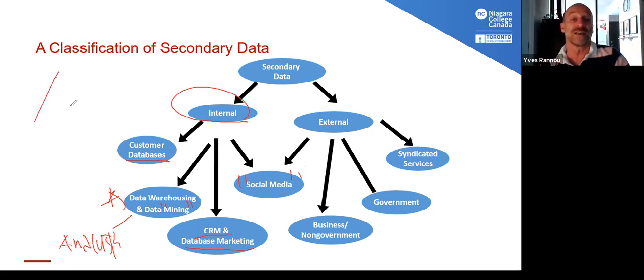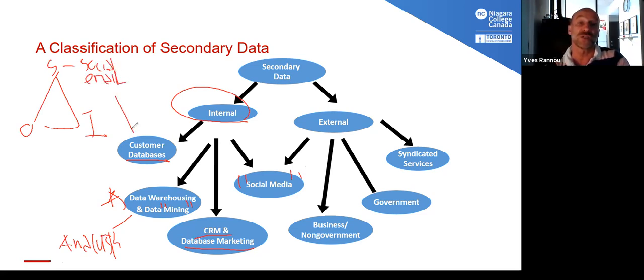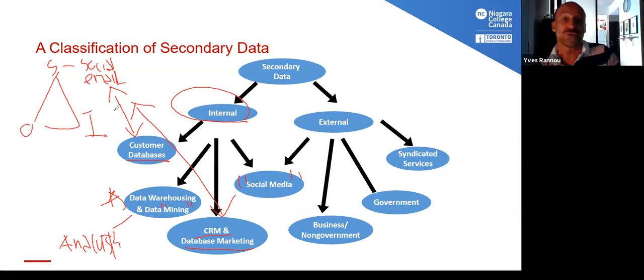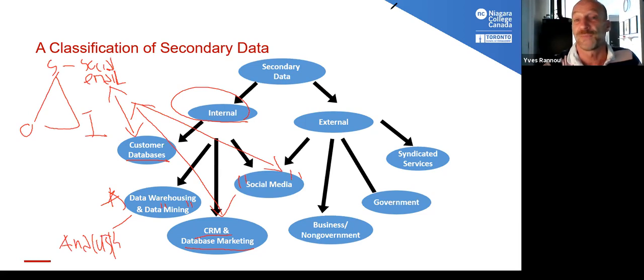So I said, survey, observation, interview. Maybe your survey is on social. Maybe it's email. And maybe your survey is for your customer database. Maybe your survey is also your CRM and database marketing too. And then your survey you distribute on social media. That's how all of these things connect, okay?